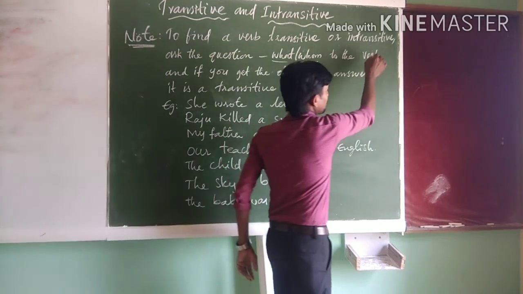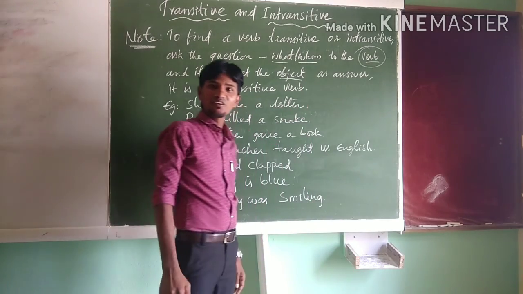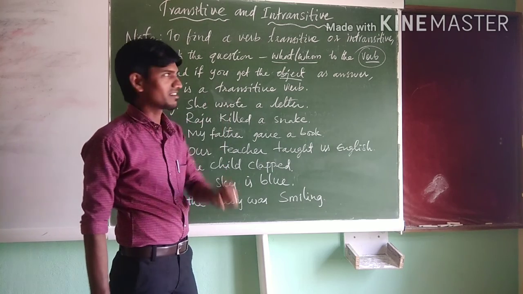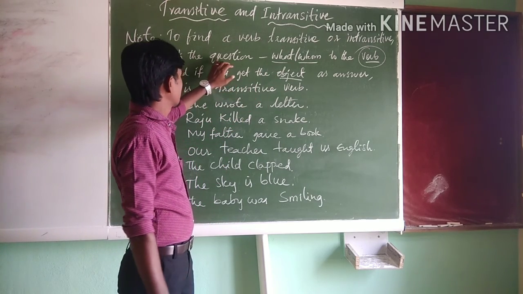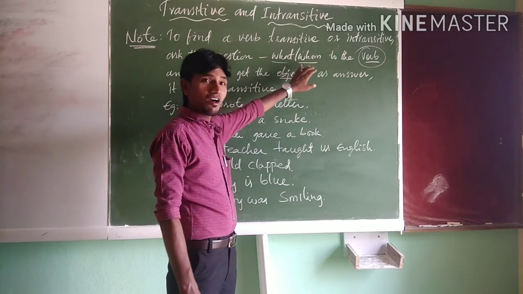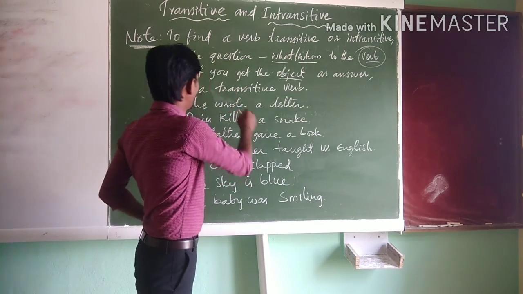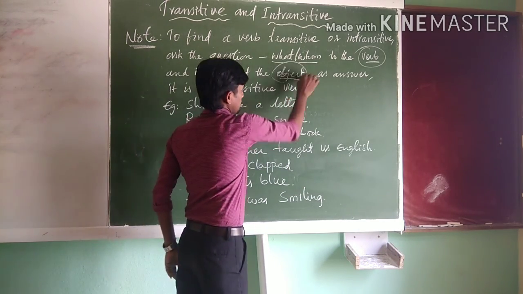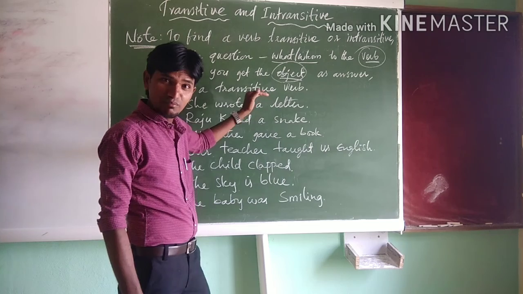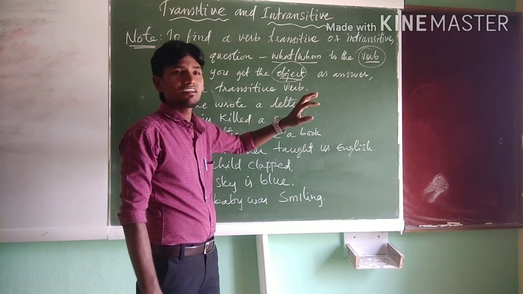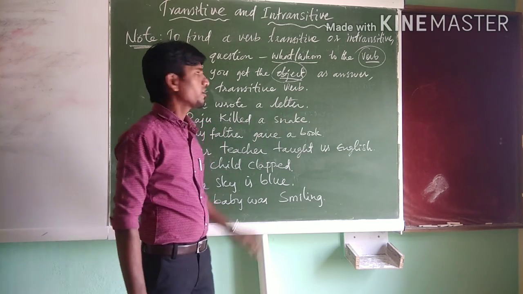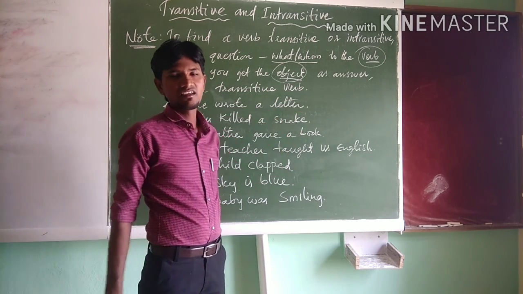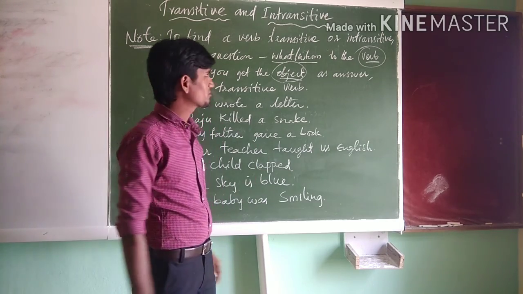To find whether the verb is transitive or intransitive, ask the question, what or whom, to the verb. And if you get an object of the sentence as the answer, it is transitive. If you don't get an object as the answer, it is intransitive. Very simple, my dear students.